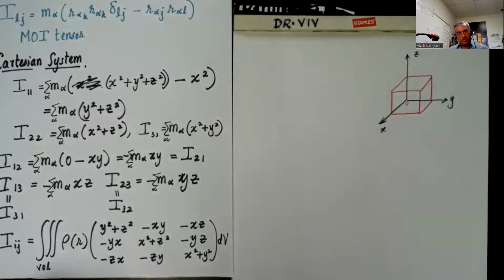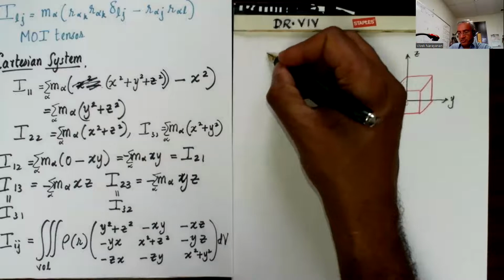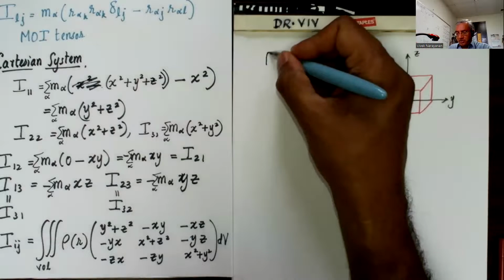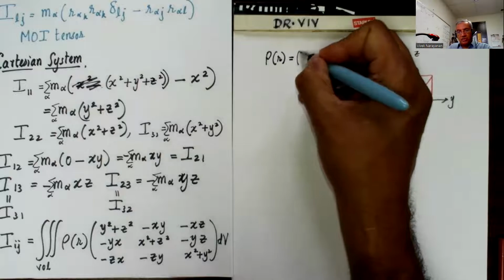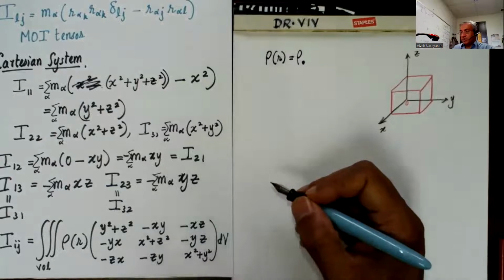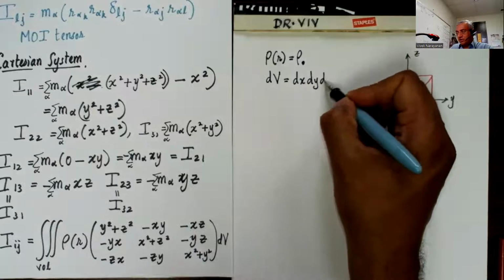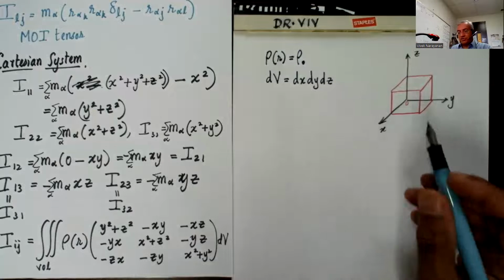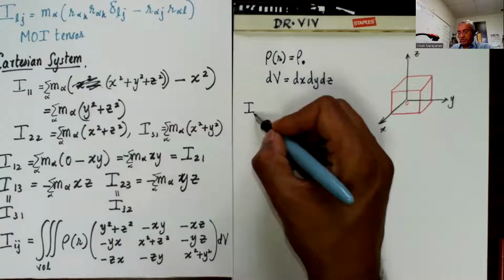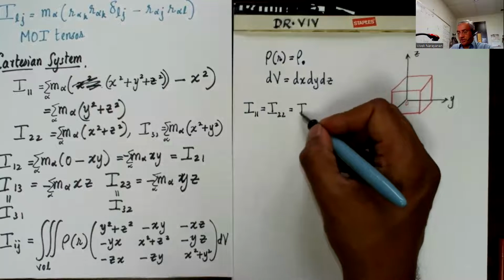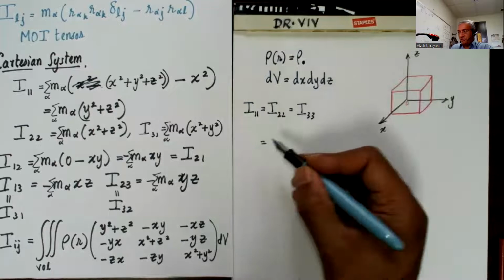First of all, the cube is uniform density. And if nobody has stated it, I will state it now. Because it has uniform density, the function that we're going to use is going to be constant density rho naught. The volume element in Cartesian coordinates is just dx dy dz. And by the symmetry of the situation, it's pretty obvious that the principal moments I11 will be equal to I22 will be equal to I33, because the only thing that changes is the name of the coordinates.